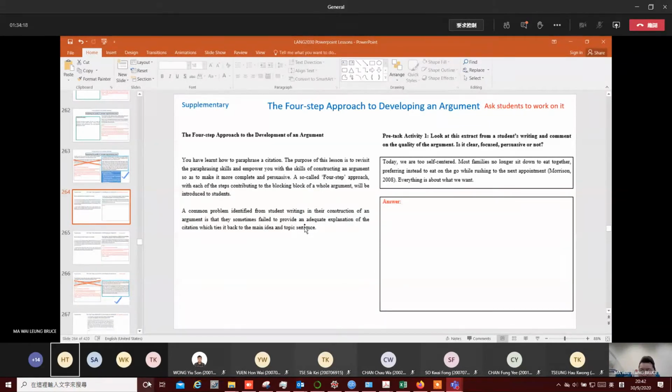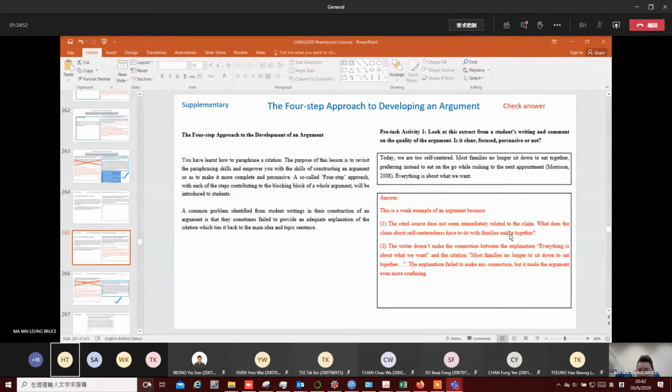Okay, let me give you an example. Look at the fourth extract from a student writing. Today, we are too self-centered. Most families no longer sit down to eat together, preferring instead to eat on the go. On the go means busy. Okay, eat on the go while rushing to the next appointment. Morrison, 2008. Everything is about what we want. So how do you think of this writing? Do you think the argument here is clear? I don't think you will feel this is a clear idea.